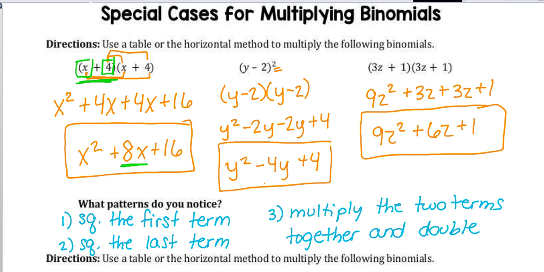Okay, so this is kind of a trick anytime you're multiplying the same binomial twice. And guys, if you don't remember the pattern, you still know how to solve the problem. It's okay. The pattern just makes it faster if you do get comfortable recognizing it.